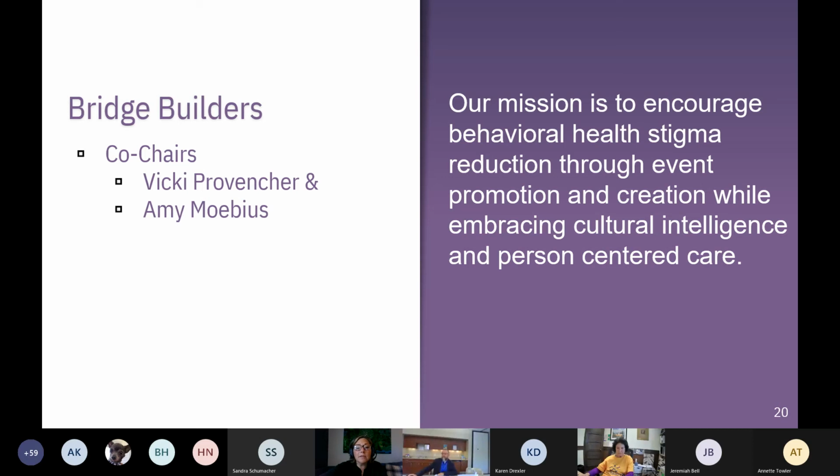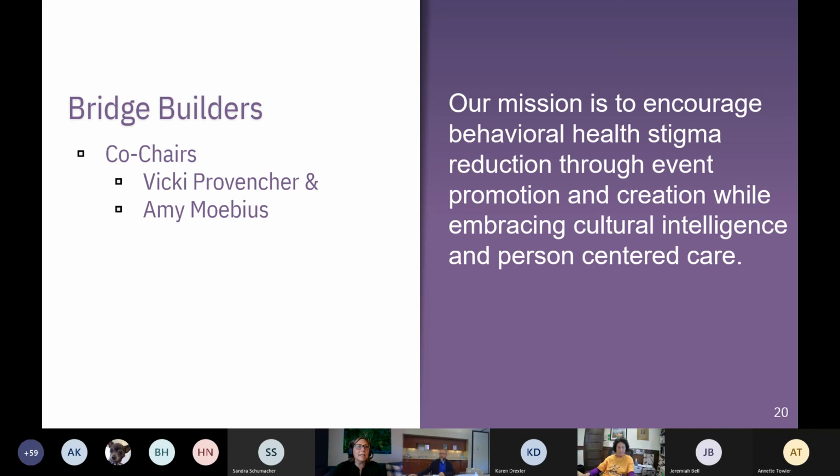Sorry. Okay. So Bridge Builders, years ago, was actually our cultural intelligence and also our person-centered committee. And the two of them really did combine to create a stigma reduction committee. And the name was given and voted for in a committee years ago, because we're trying to build these bridges into the community. And so it's been a little bit more challenging in the virtual world. We've been trying to keep busy.